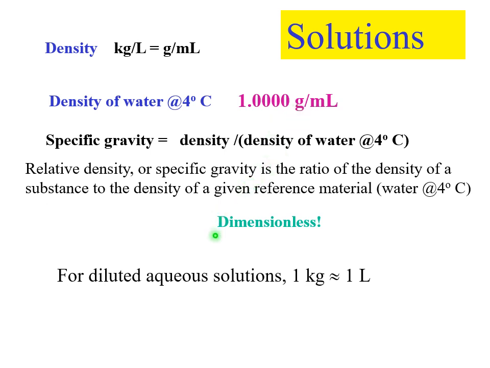But this result is dimensionless, so it does not matter what units you are using for volume and what units you are using for weight. A specific gravity will give you the same number. Well, it's important to remember that 1 liter of water is 1 kilogram, and for diluted aqueous solutions it's true as well.